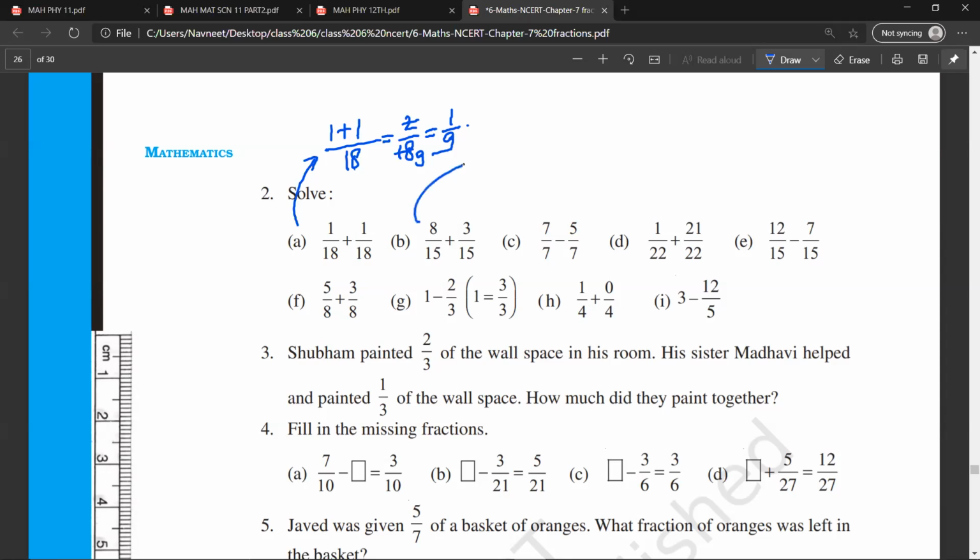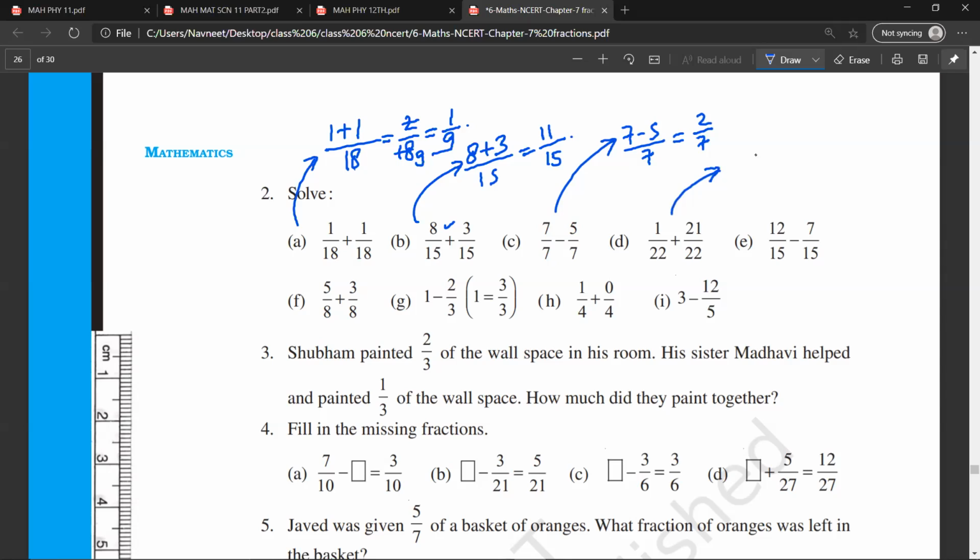This would be equal to 1 by 3. 8 plus 3 upon 15, 11 upon 15. This is what you have written? So I subtracted. No, it is addition. This is equal to? 2 by 7. Perfect. Very nice.